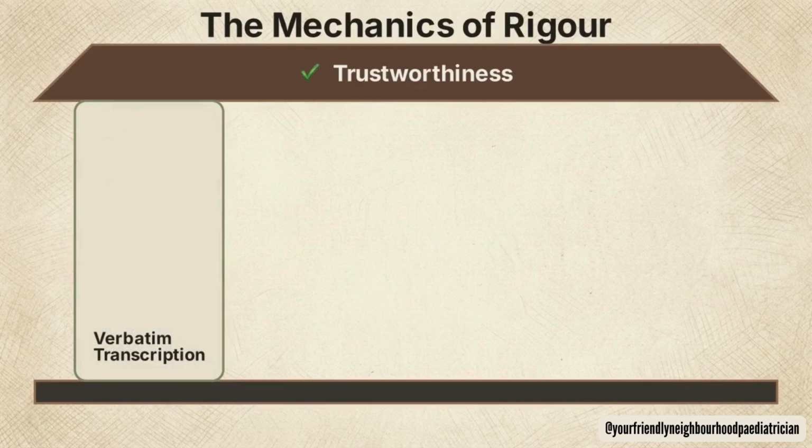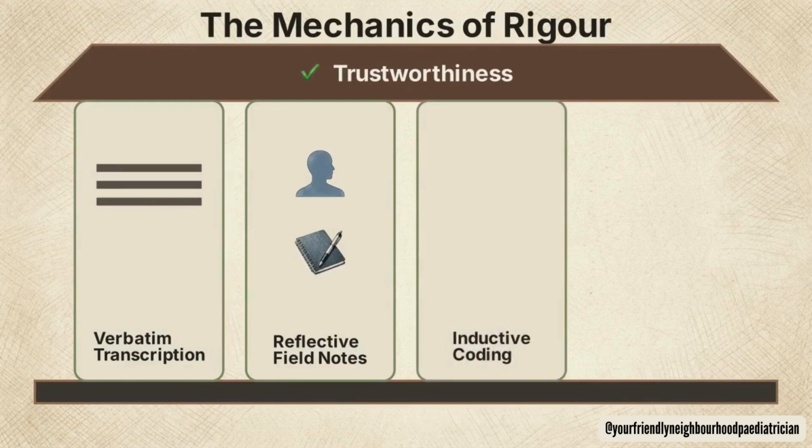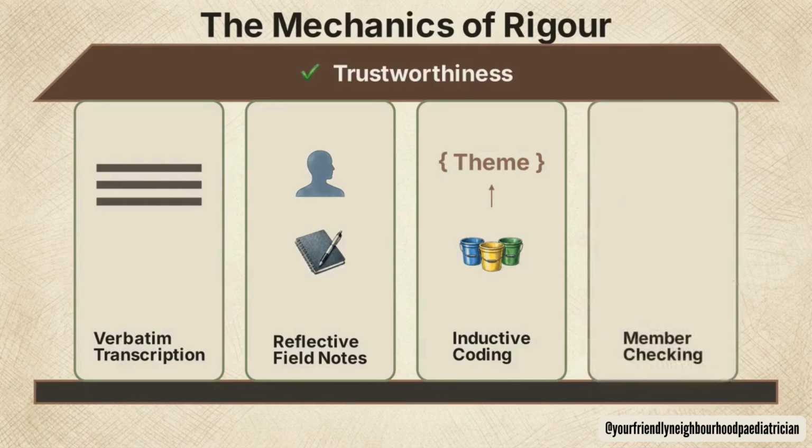The first pillar of rigor is verbatim transcription. Researchers cannot rely on memory or shorthand clinical notes. Every interview is audio recorded and transcribed word for word to create an exact record. The second pillar requires reflective field notes. Researchers use these notes immediately after an interview to actively acknowledge, isolate, and document their own clinical biases and positionality. The third pillar is inductive coding. Researchers read the transcripts multiple times to systematically group raw, verbatim statements into coherent categories. These categories are then combined into larger overarching themes.